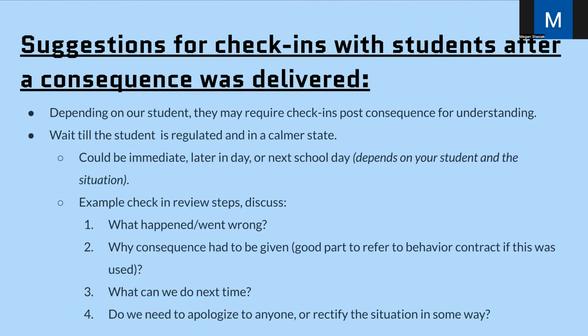Some examples of things you could discuss when you do that review, that check-in: What happened? What went wrong? Use it as a coaching teachable moment. Why the consequence had to be given. Good part to refer to the behavior contract if that was used. What can we do next time? Or what signals did we miss in our body to show us that we were upset? And then do we need to apologize to anyone or rectify the situation in some way?